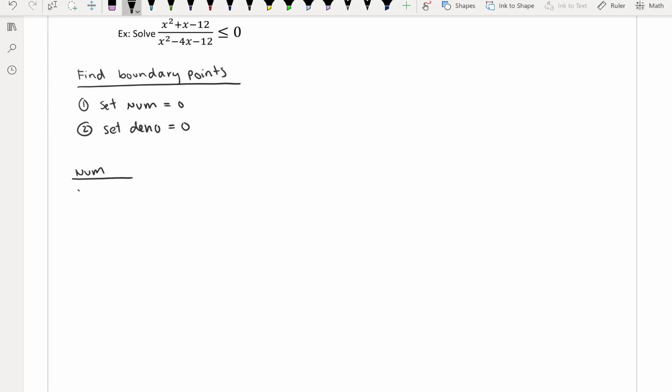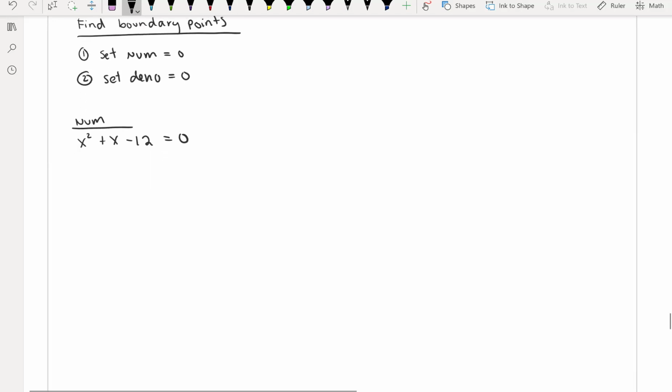With our numerator, we have x squared plus x minus 12, and we're setting it equal to 0. When we do that, we can go ahead and factor. You can do the AC method if that's what you like. Two numbers that multiply to 12 are 4 and 3, and to get a positive 1, I should have a positive 4 and a negative 3.